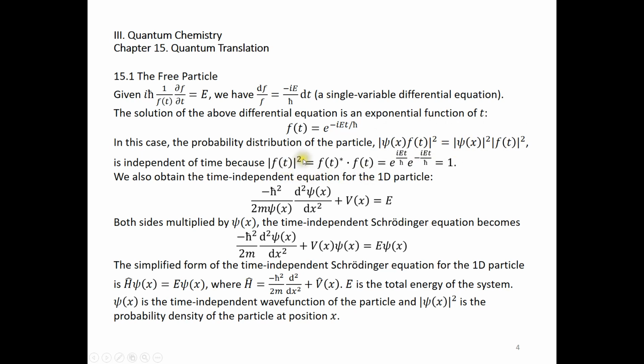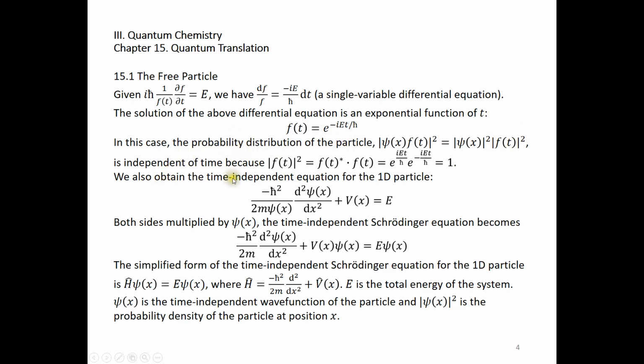Now let's look at this f squared. It's really the squared modulus of f, which is the complex conjugate of f times f. Over here we have f, and then what is its complex conjugate? We just need to replace i with negative i. Now we have the complex conjugate here. We do the multiplication, we get 1. That means the squared modulus of f is always 1. This part is always 1. The probability density of the particle never depends on time. It never changes with time.